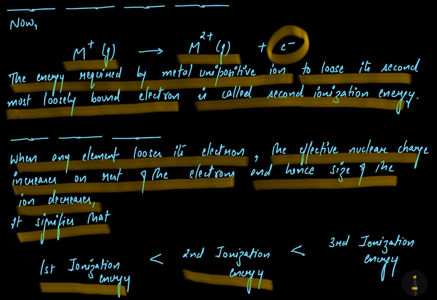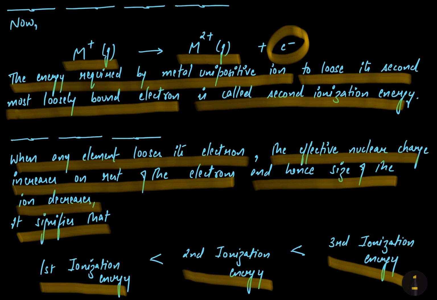which is further lower than the third ionization energy, because whenever an element loses an electron it forms a unipositive ion. Now as the number of electrons has decreased, the effective nuclear charge has increased, thereby decreasing the size. So it is very tough to now lose the second loosely bound electron from that unipositive ion.